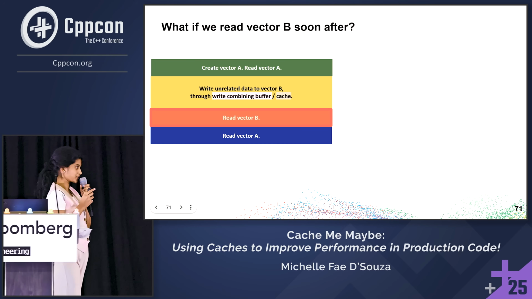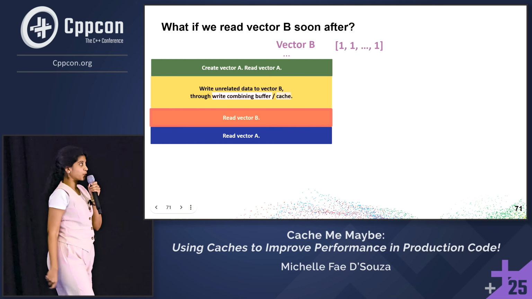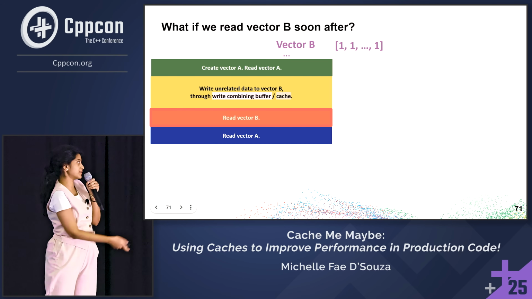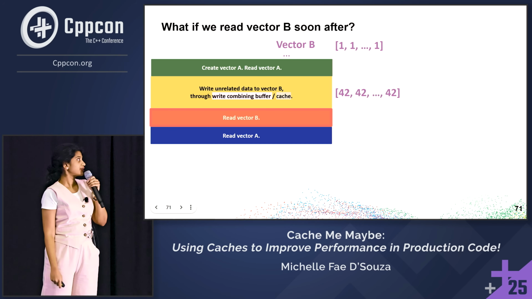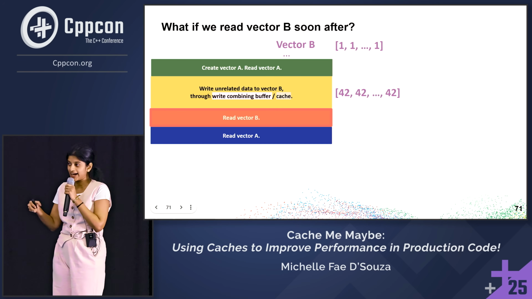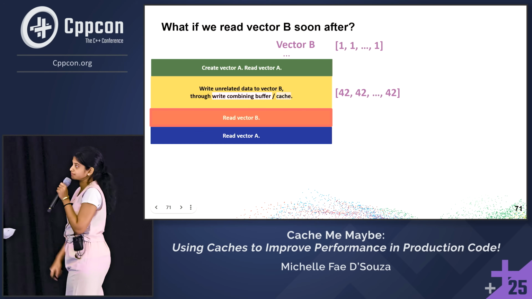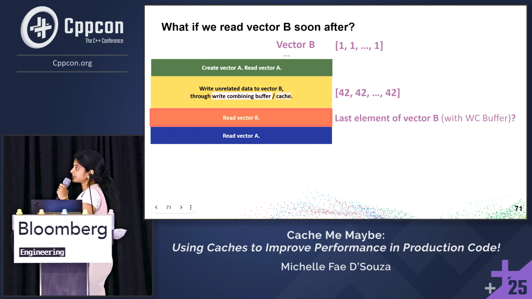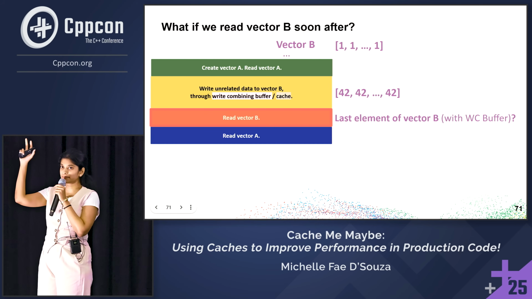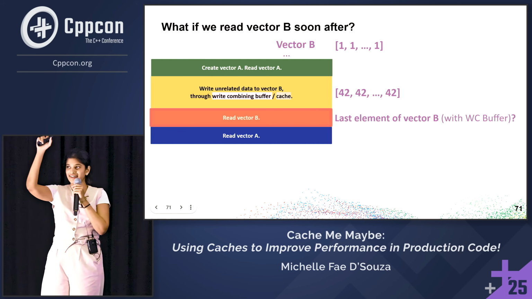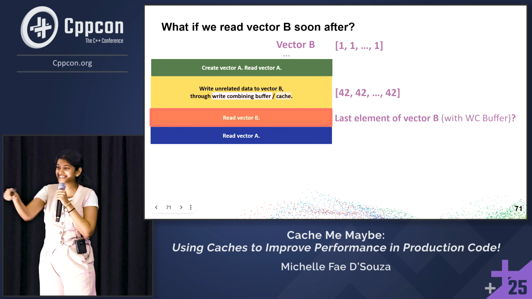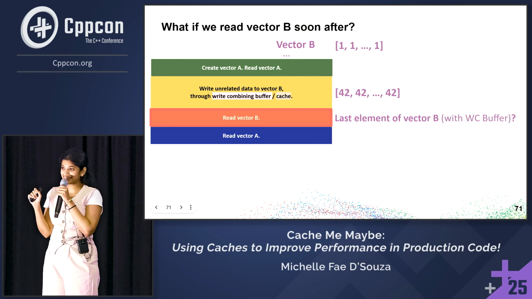Detectives, there's a question coming up. What if vector B was a vector of all ones before this program ran, and then you try to write 42 to literally every element that B has with your write combining buffer? When you read the value of B, does anyone know what the last element of B is going to be with the write combining buffer? Any hand? Yes? 1. Why is that?